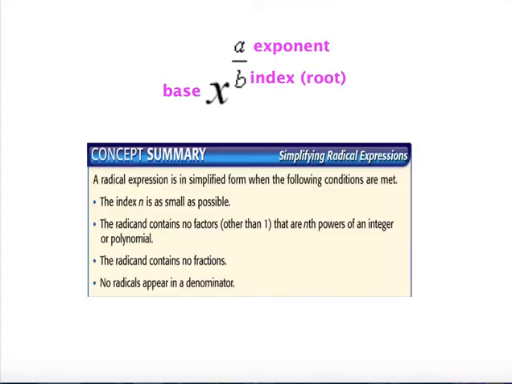So if I break this down one more time, the rational exponent, the number on top or your numerator, becomes your exponent. The number in the denominator is your index or the root. And the number itself, x, is your base. In the radical form, this would also be your radicand.